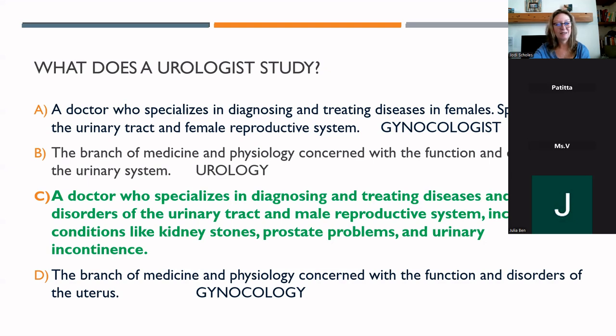I got a different take on it. Go ahead, Ms. V. The fact that it says male reproductive system is what made me not pick that, because it's any reproductive system. So a urologist, that doctor, is specifically for males. And women don't have prostate problems, but a urologist is specifically for men. The gynecologist is specifically for women.